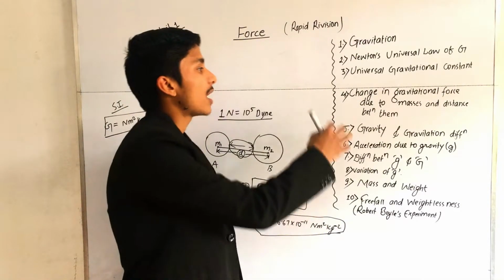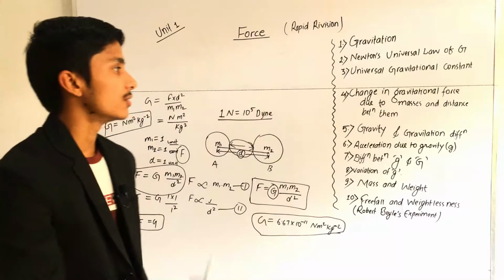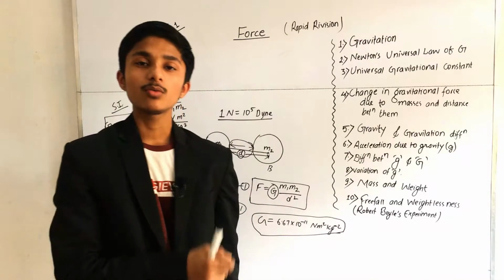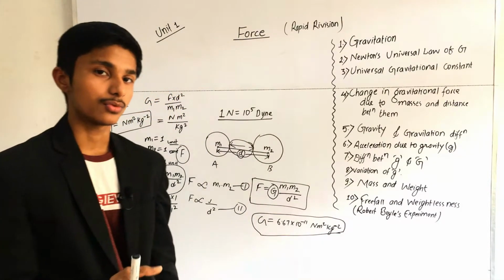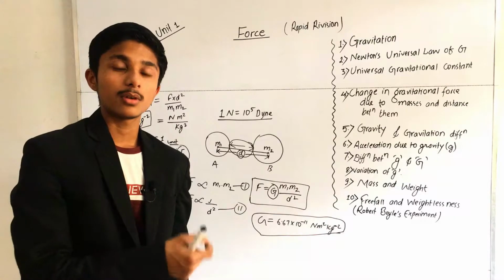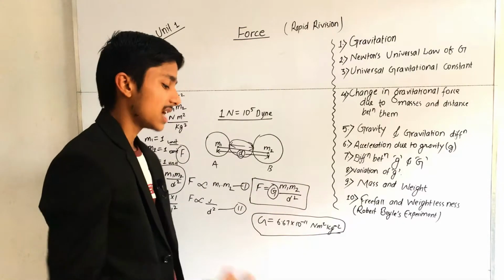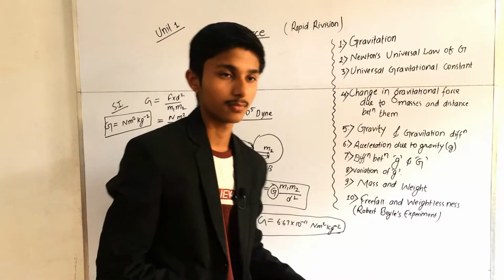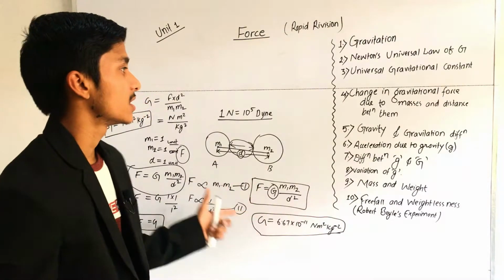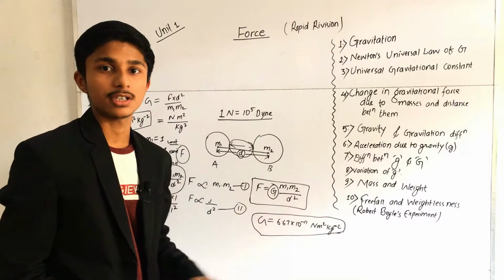Now we go to our next topic, that is, change in gravitational force due to masses and the distance between them. What will be the change in gravitational force when the mass of one body is halved or doubled, and when the distance between them is halved or doubled? When variation in mass or distance takes place, what will be the effect of such variation on gravitational force?